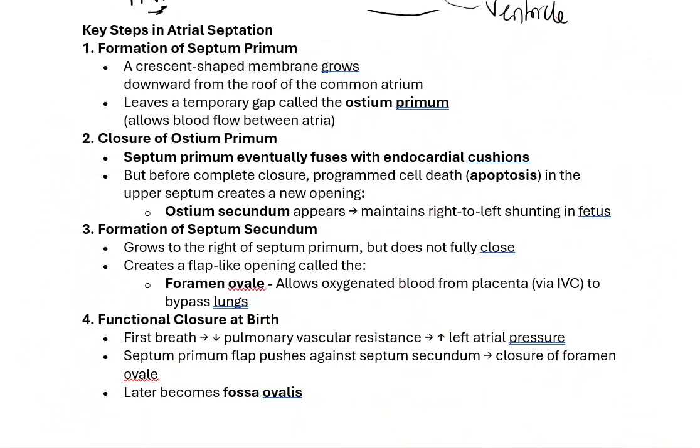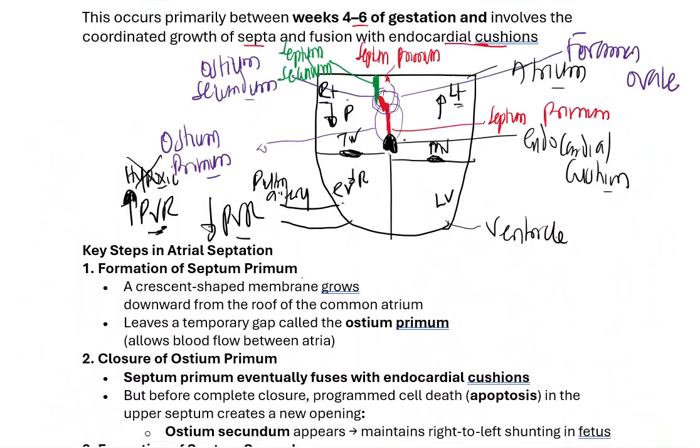Let me go back to our previous diagram. If there's a problem with the endocardial cushion, that means the septum primum will not be able to fuse with it. So the endocardial cushion defect that we see with Down syndrome will cause more problems with the septum primum. If you see a question about somebody who has ASD, but their problem is more with the septum primum, think of endocardial cushion defects, like a patient who has Down syndrome, right?